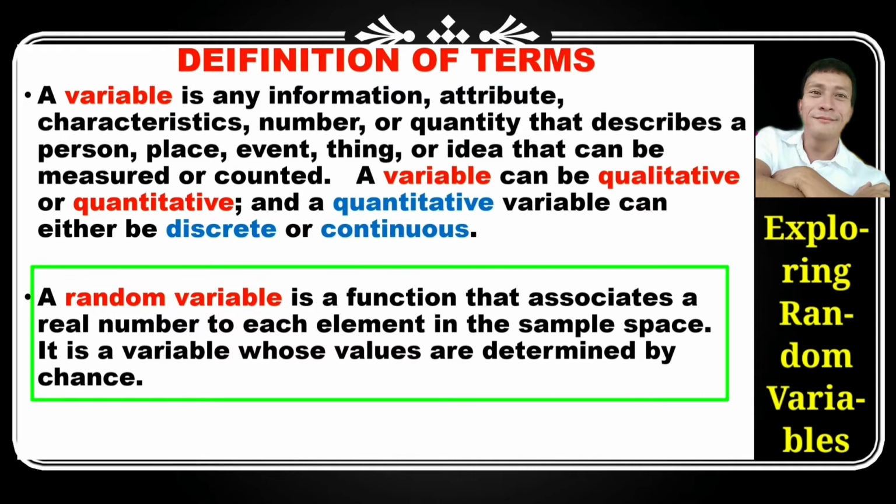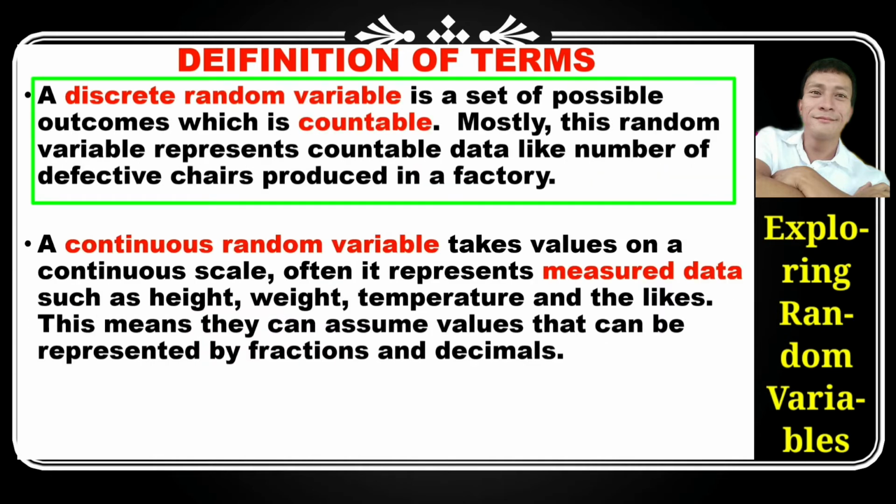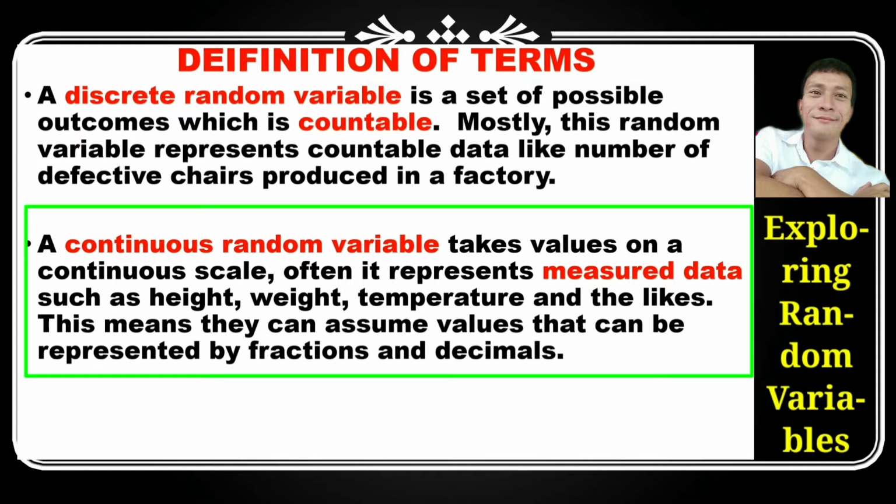A random variable is a function that associates a real number to each element in the sample space. It is a variable whose values are determined by chance. A discrete random variable is a set of possible outcomes which is countable. Mostly, this random variable represents countable data like the number of defective chairs produced in a factory. A continuous random variable takes values on a continuous scale. Often, it represents measured data such as height, weight, temperature, and the like.